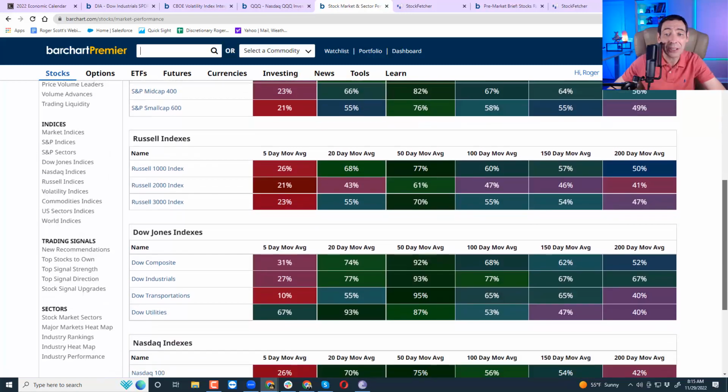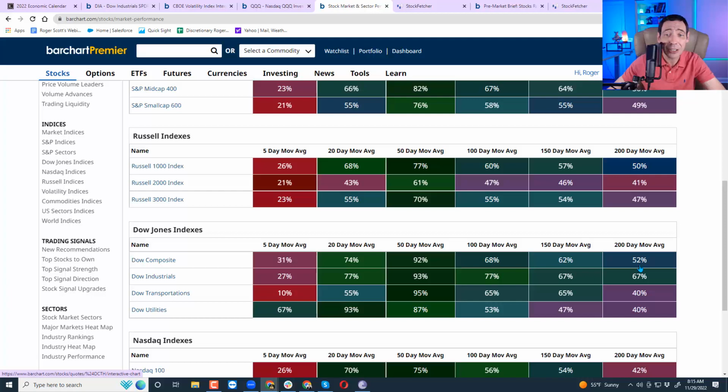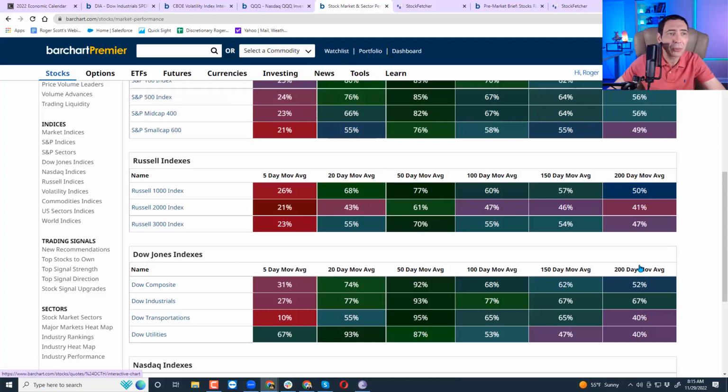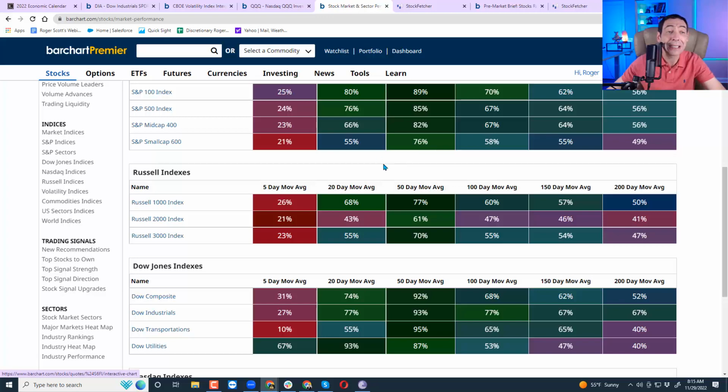Now look at the S&P as a whole. The NASDAQ 100 only has 42% of stocks trading above the 200-day moving average. The Dow is at 52, and the S&P 500 is at 56 versus 85. That's vulnerability, folks. That's huge, huge vulnerability, and that's telling me that this market is going to cool off.